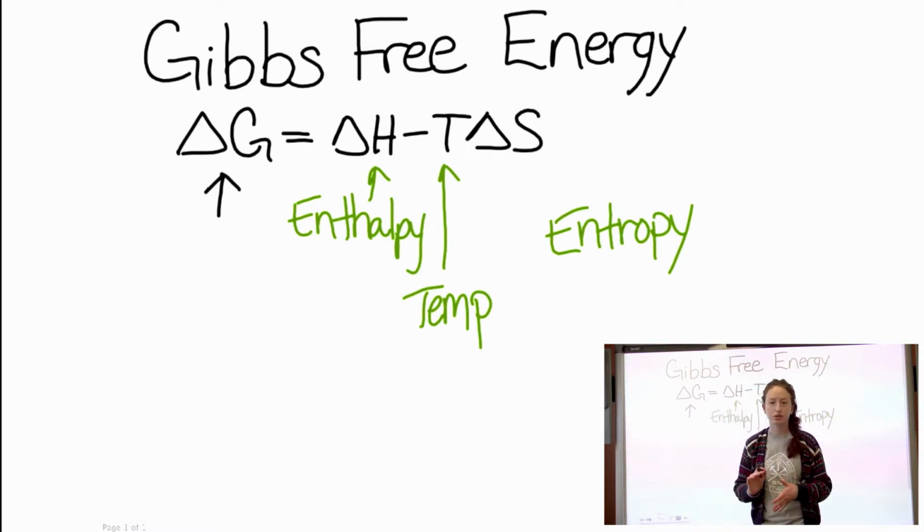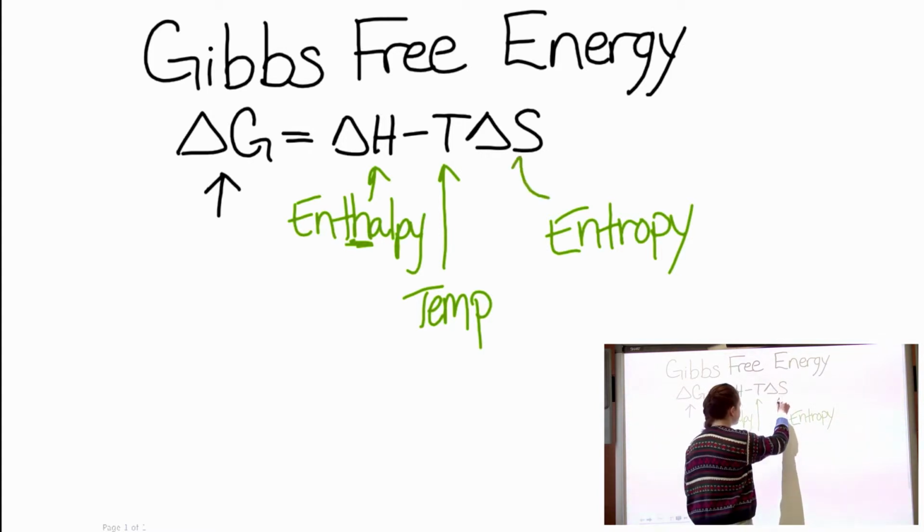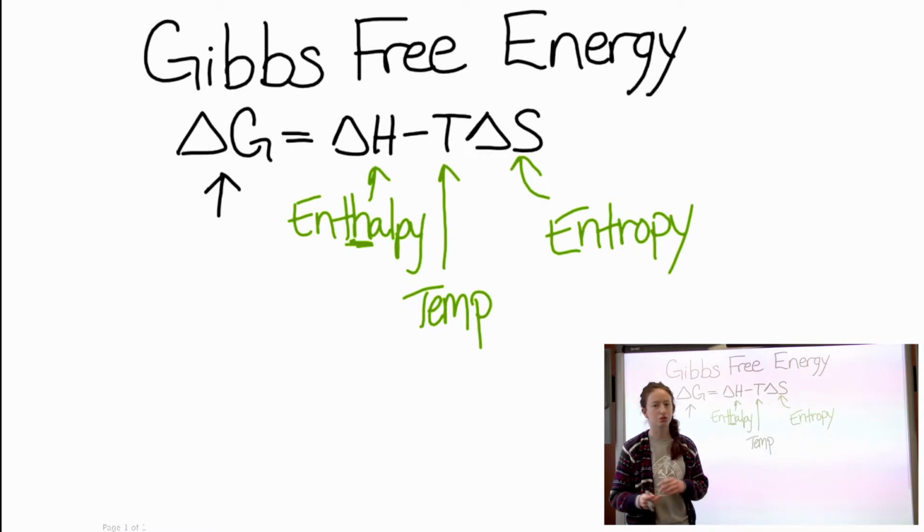So the way you can remember how to distinguish between enthalpy and entropy is that enthalpy has an H for energy. So that's just a quick way to remember it. Entropy is a little bit different. It measures the disorder of your system. So basically how crazy anything is.